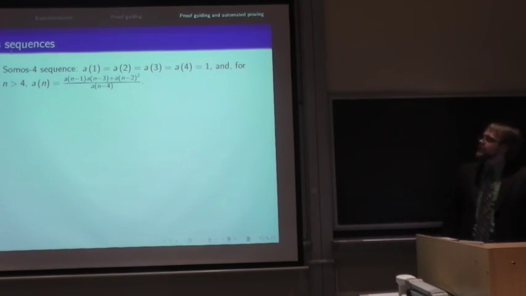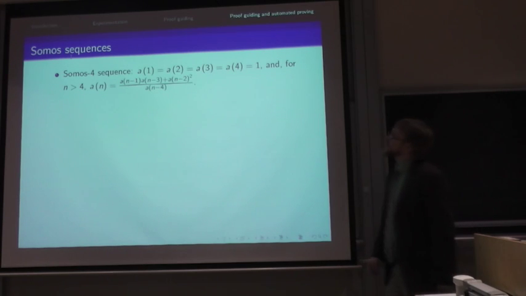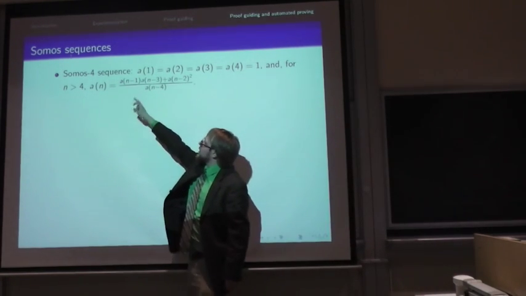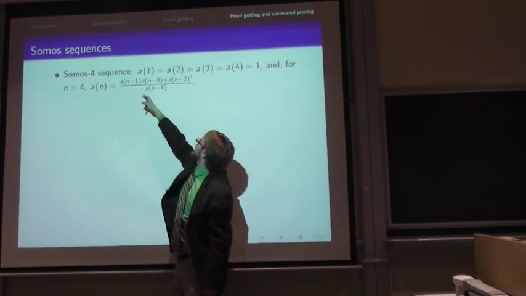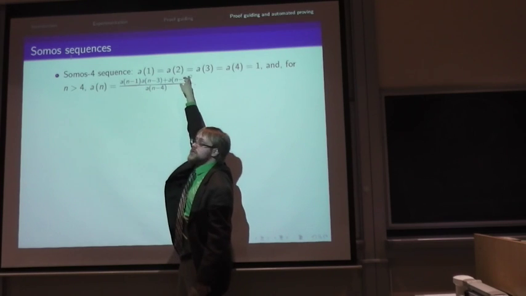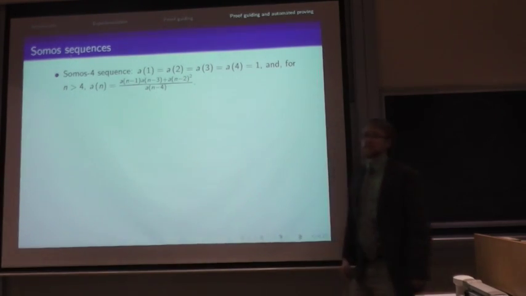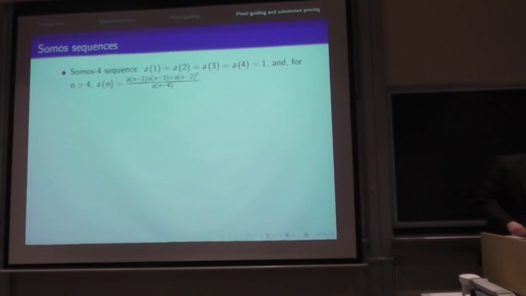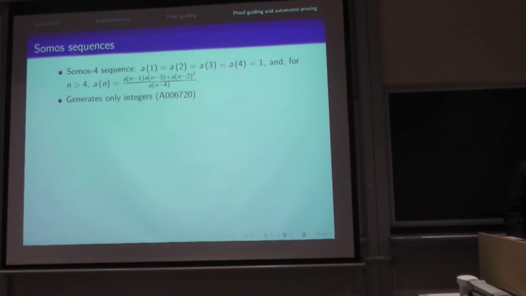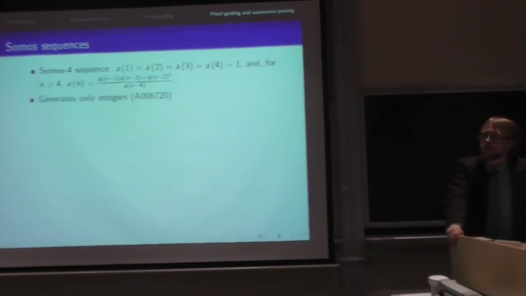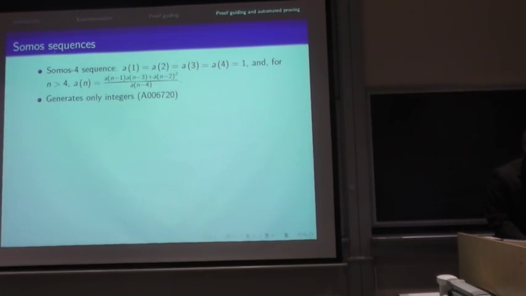You start off with 1, 1, 1, 1 as your first four terms, and then for all your terms afterwards, a sub n is: multiply the term 1 back times the term 3 back, add on the term that's 2 back squared, and divide by the term that's 4 back. This clearly gives you some sort of sequence of rational numbers, but the surprising thing is that this only gives you integers, OEIS A006720. That is quite surprising, and the proof is doable, but not instantly obvious.